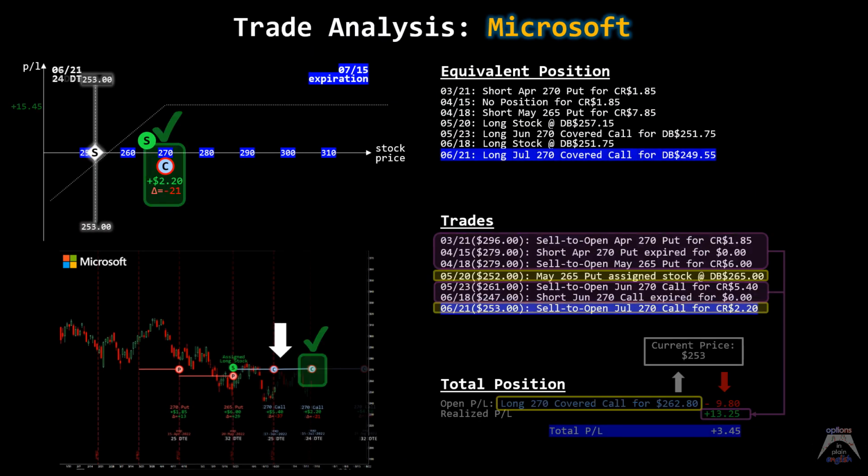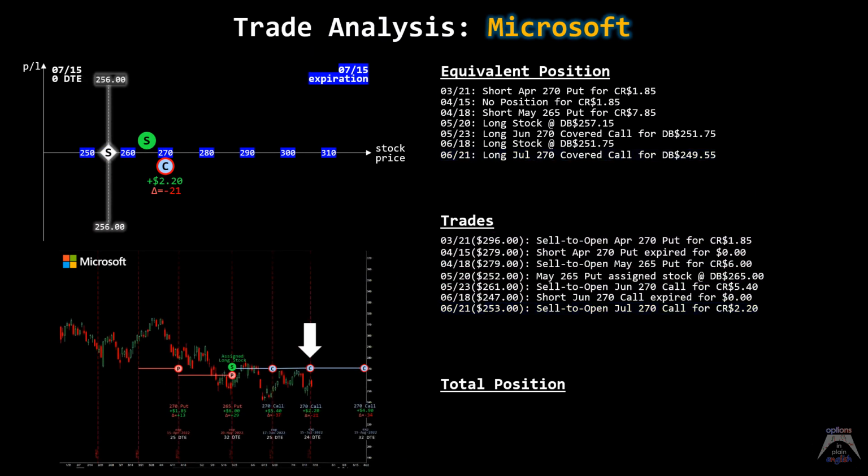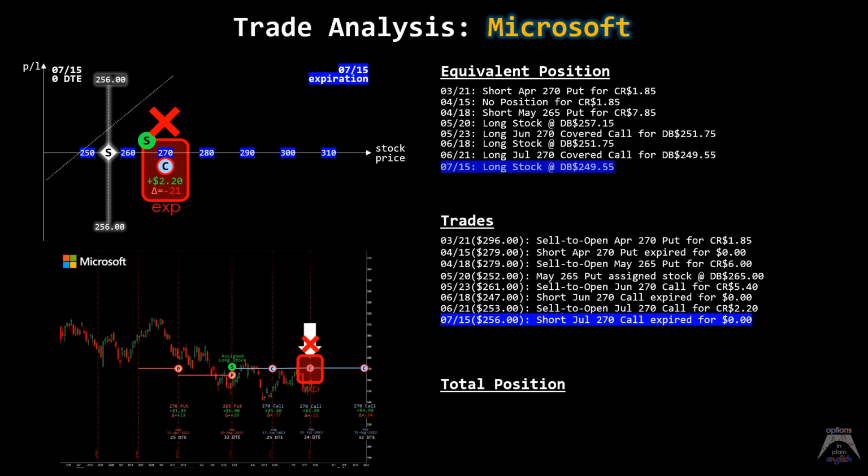At expiration, Microsoft is trading at $256, so once again, our short call expires worthless, which leaves us with a long stock position for an equivalent total cost of $249.55. When compared to the current price of $256, this means that our current total position is showing a profit of $645, and changing with the current price of the underlying, since we are long those shares.